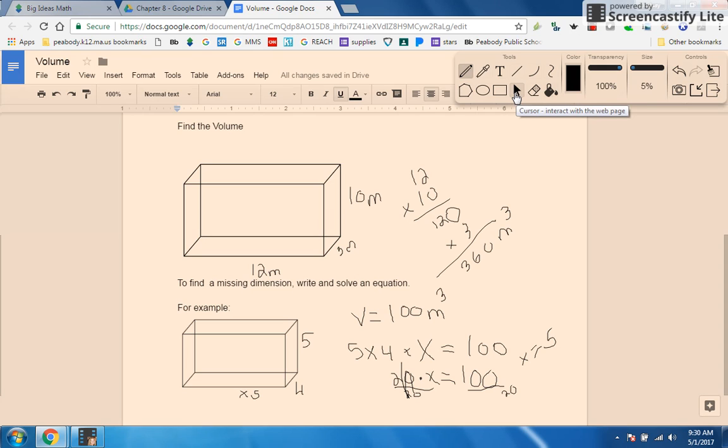Okay, so volume in general: multiply the 3 numbers together, put the label, put a 3 over it. If you're finding the missing dimension, multiply the 2 that they did give you, like in this case 5 times 4, and simplify it to whatever you got times the missing measurement equals whatever the volume is. Then solve it just like you would an equation, and that gives you the missing measurement.